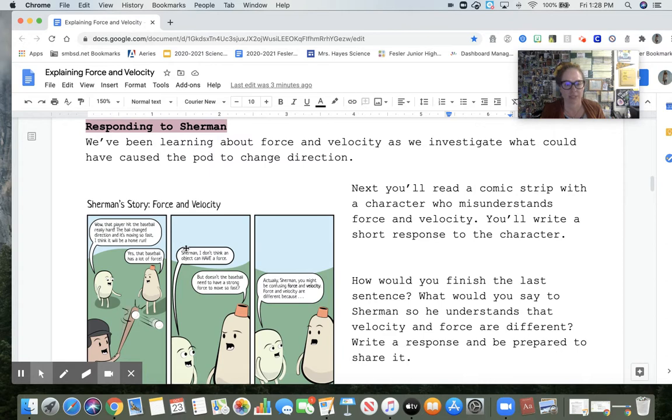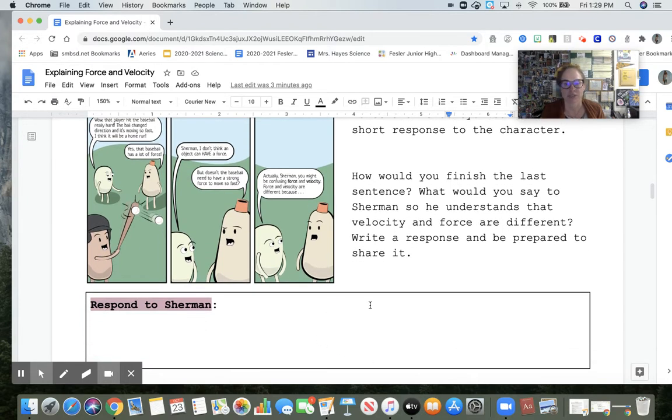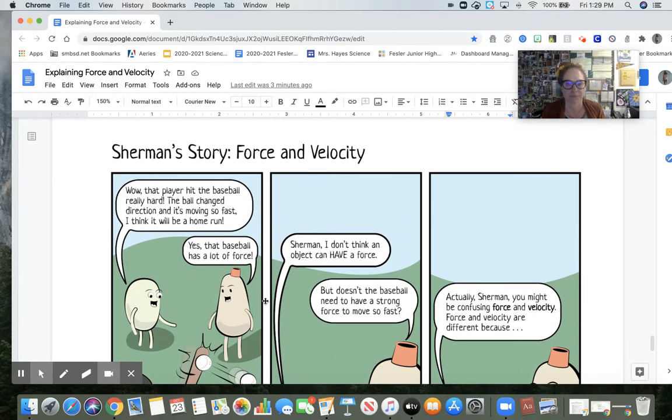All right, so let's look at responding to Sherman. So here we have a comic strip. We've been learning about force and velocity as we investigate what could have caused the pod to change direction. So next, you'll read a comic strip with a character who misunderstands force and velocity. You'll write a short response to the character. So that response goes here. Okay. So I'm going to go ahead and at the end of this assignment, I made this picture big so that I could read it on this video.